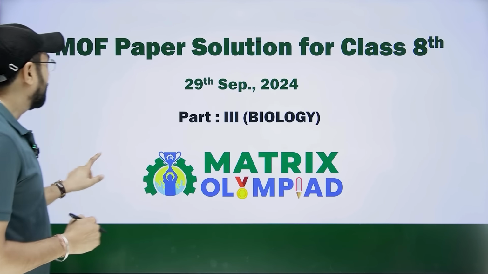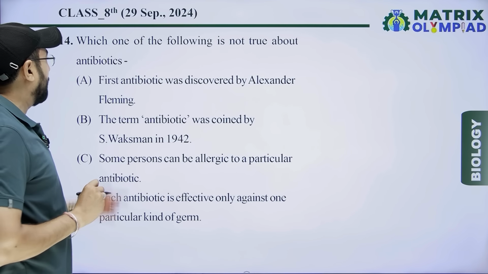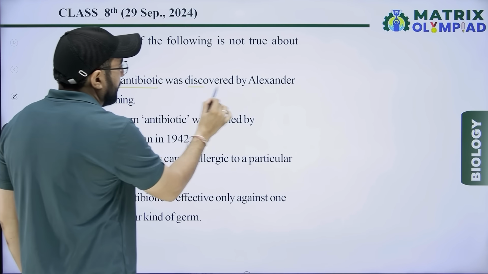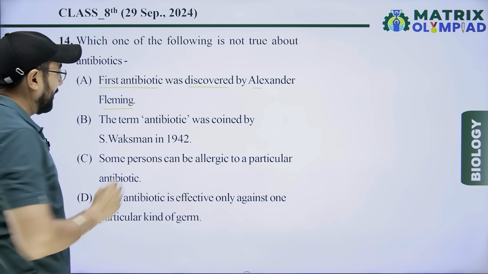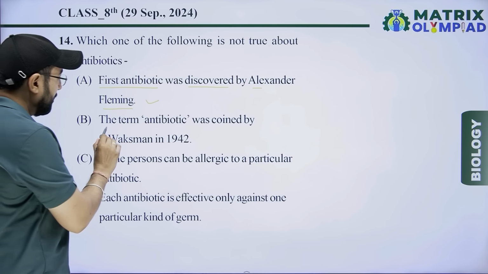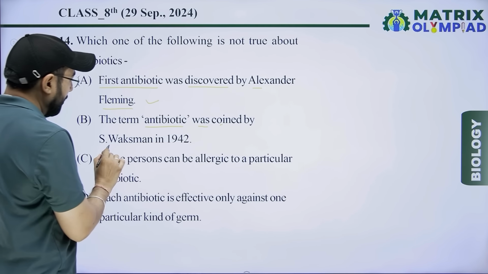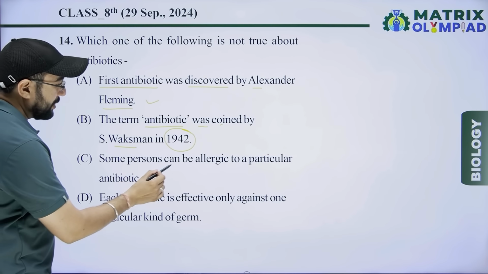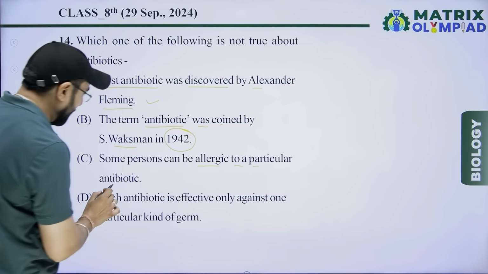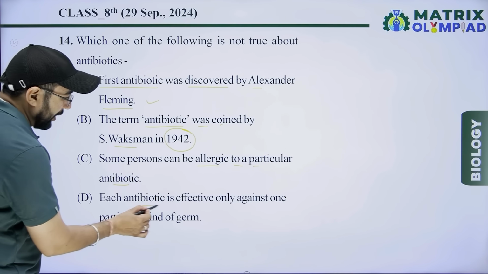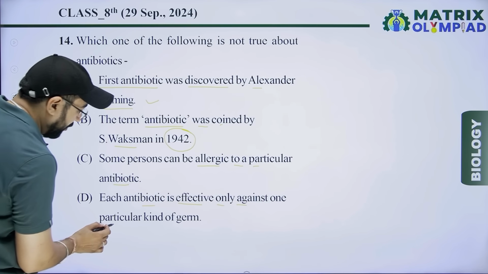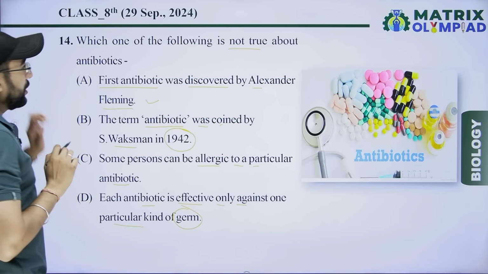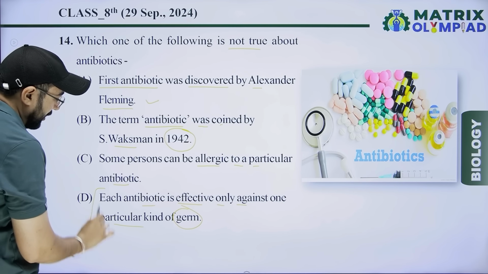Start. First question. Which one of the following is not true about antibiotics? First option is, the first antibiotic was discovered by Alexander Fleming. That is a right statement. Next, the term antibiotic was coined by Waksman in 1942. Next option, some persons can be allergic to a particular antibiotic. And last, each antibiotic is effective only against one particular kind of germ. According to the question, not true about antibiotics, option D is the right answer.